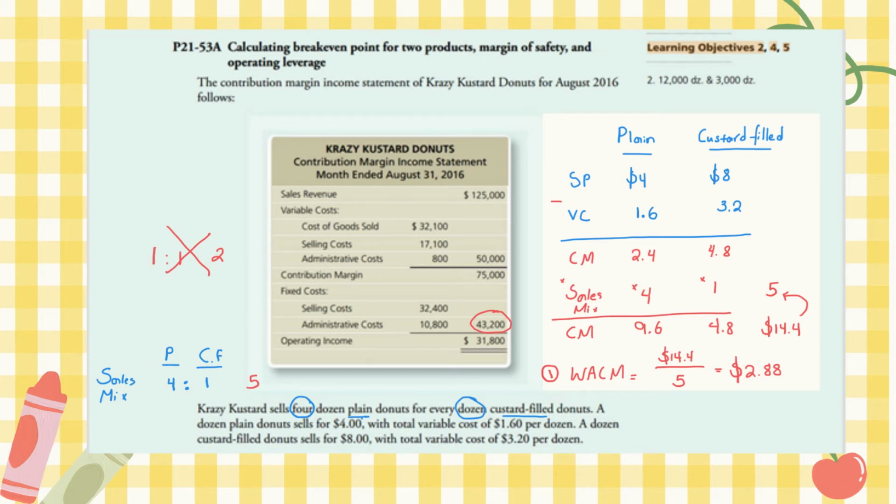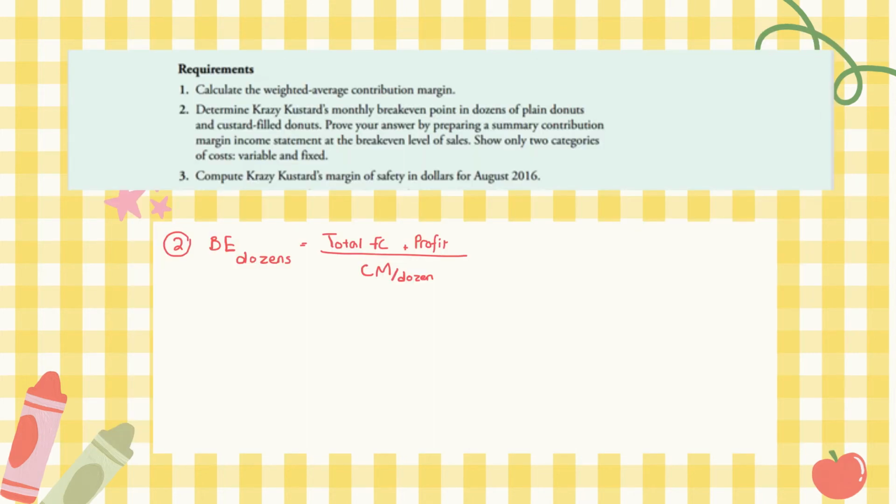Divided by contribution margin per dozen. Since I have 2 products, I cannot take the contribution margin per dozen for the plain nor for the custard filled. I need to find the average, which is this one. So when you have sales mix or when you have 2 products, to find the break-even point in dozens, you need to divide by the weighted average contribution margin, not the contribution margin per dozen. So again, the formula will be total fixed cost plus profit divided by contribution margin per dozen. Since we have 2 products, it's gonna be the weighted average contribution margin, and the profit will be 0 at the break-even point.